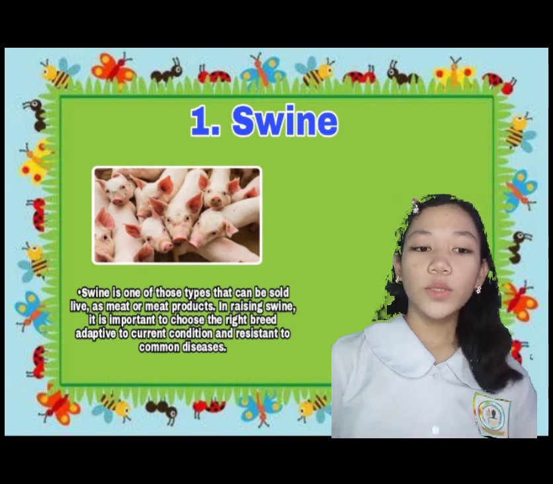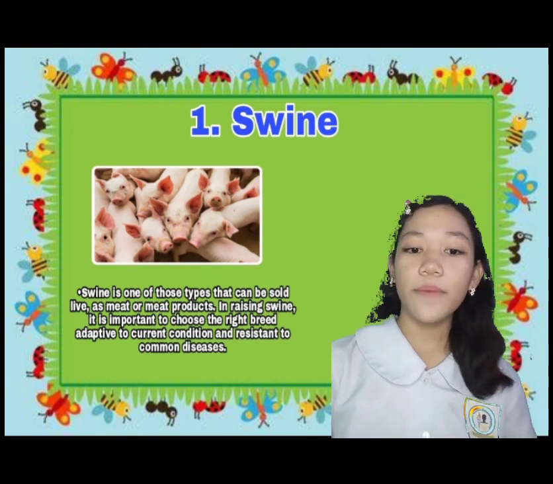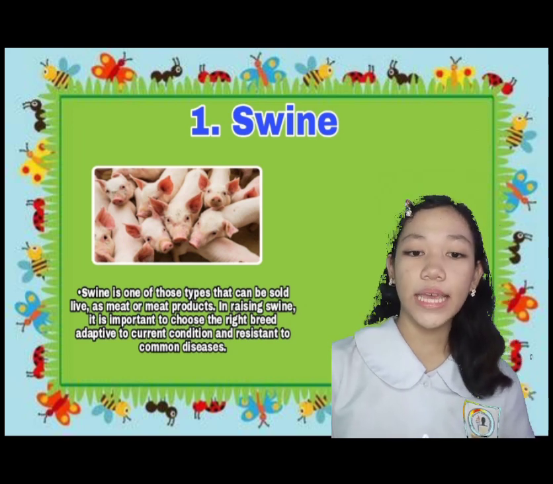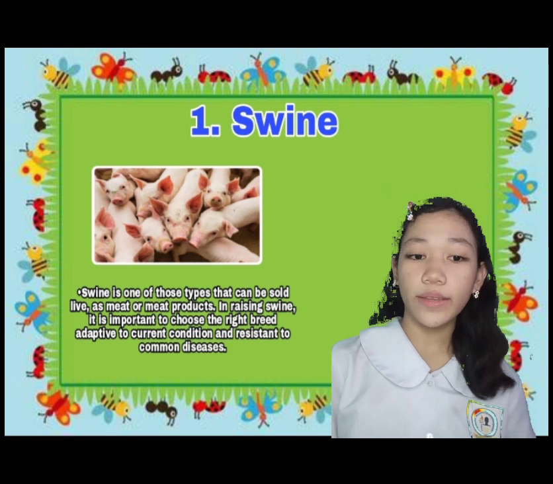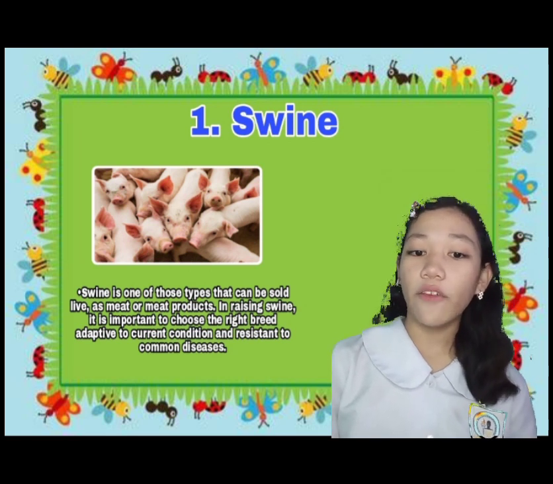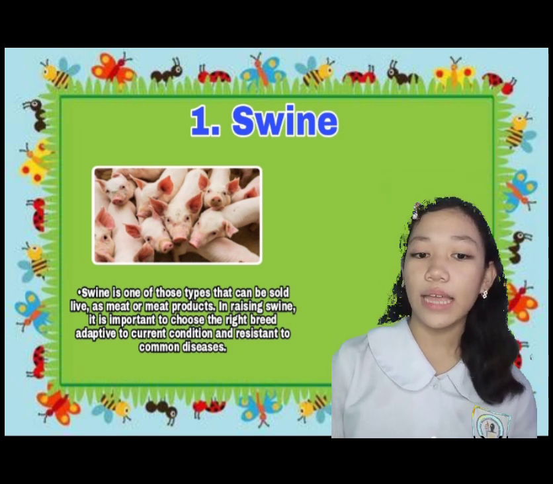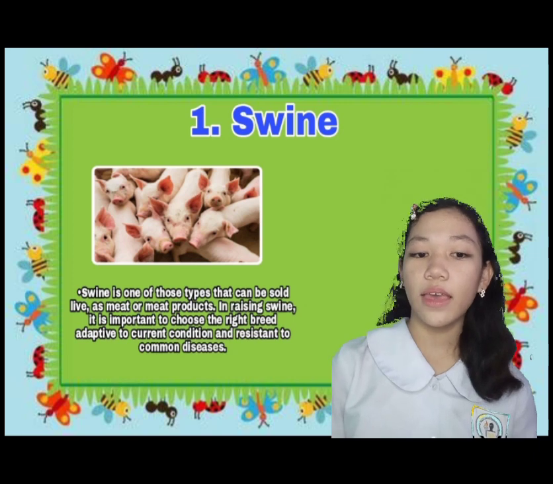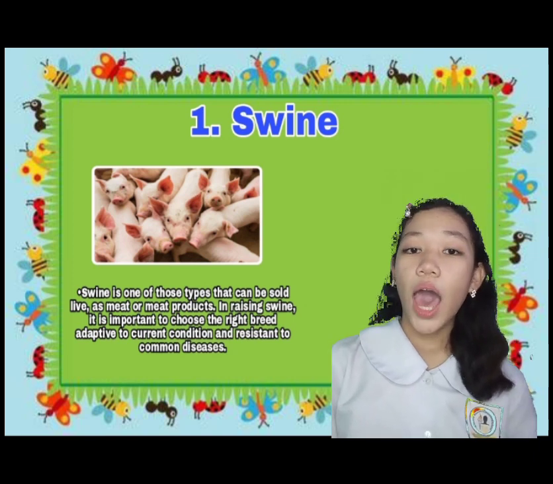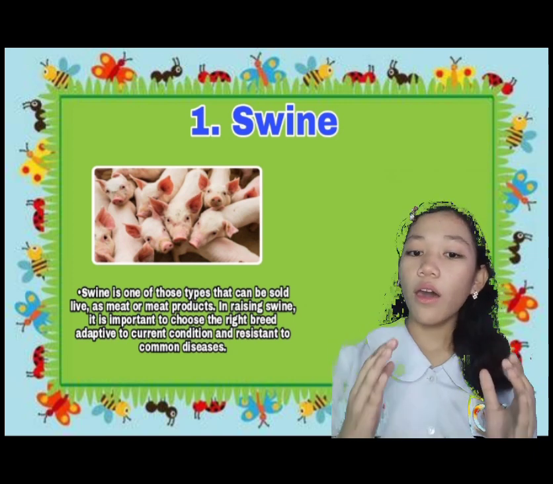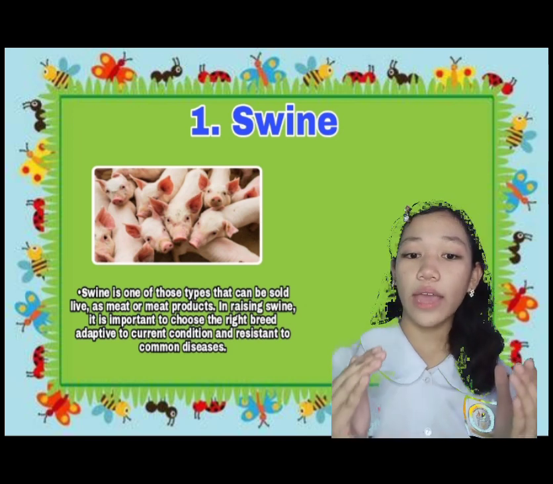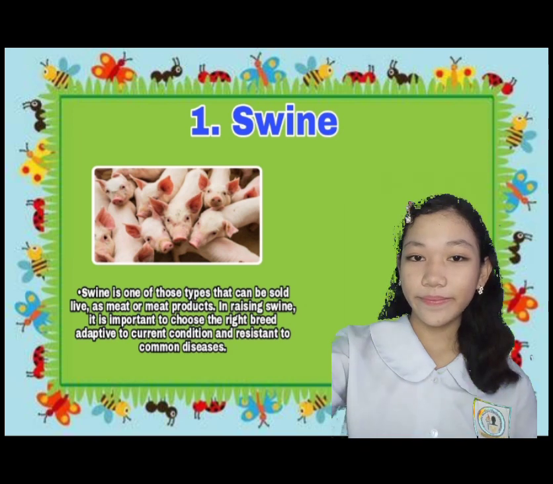Number 1, swine is one of those types that can be sold live, as meat, or as meat products. In raising swine, it is important to choose the right breed adapted to current conditions and resistant to common diseases. Hog raising is usually seen in the backyards of rural areas. Some of its breeds are Hampshire, Duroc, Yorkshire, Landrace, Hereford, Poland China, and Tamworth.